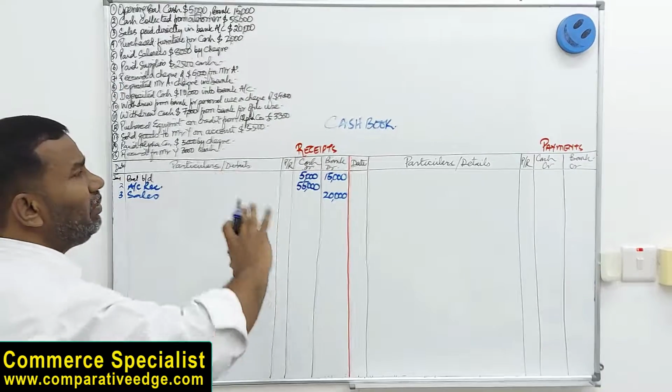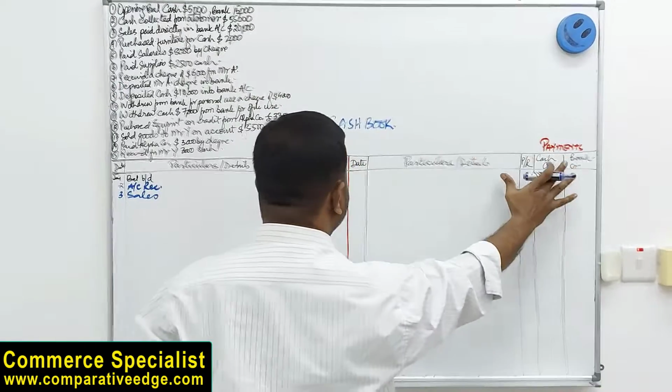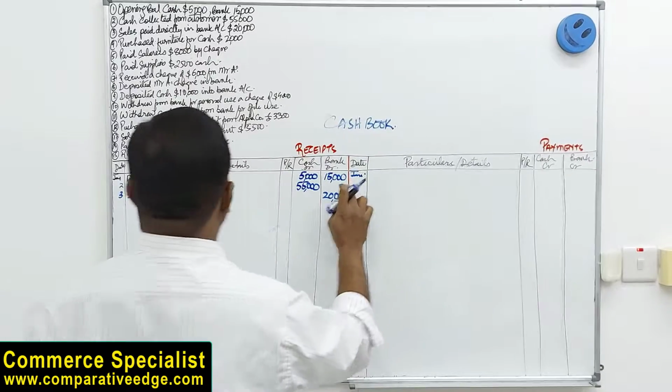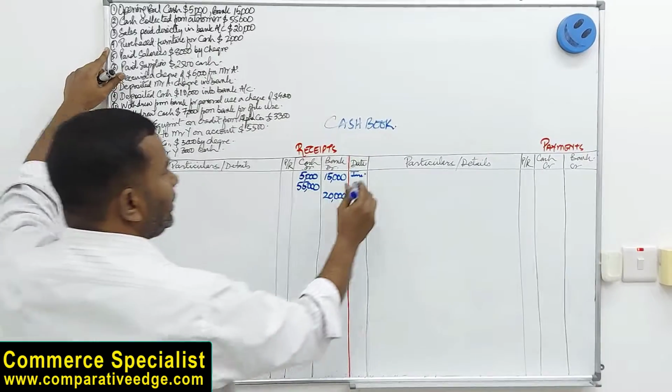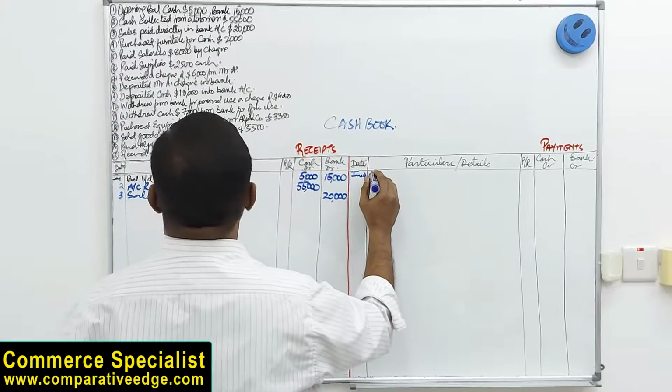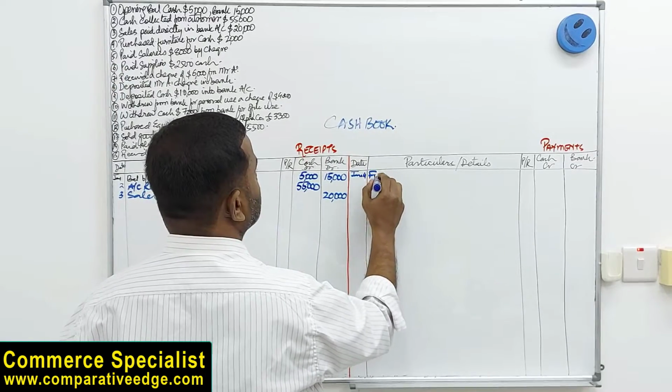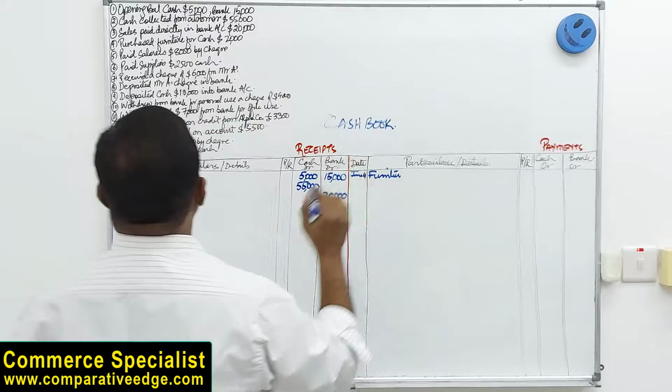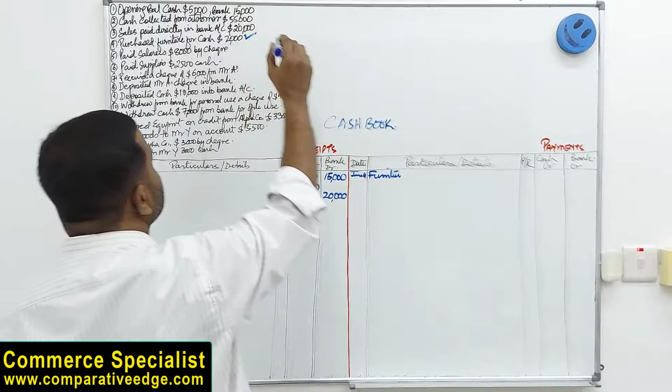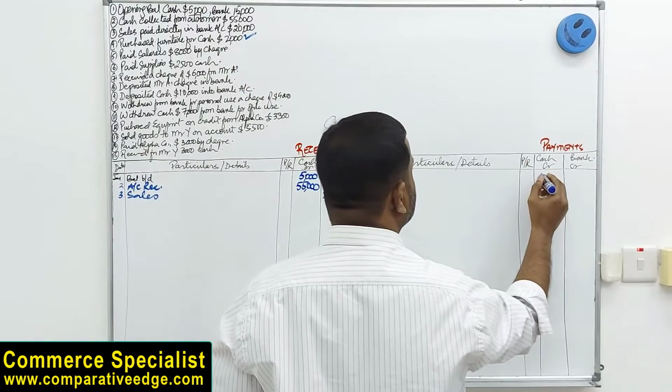Purchase furniture for cash. When you're purchasing, you're making a payment, so it will be recorded at this side. The month is the same, January, and this is 4th, January 4th. So you can write here furniture. You're buying furniture and you're paying how much? 2,000 cash. So in the cash column, you're going to write 2,000.